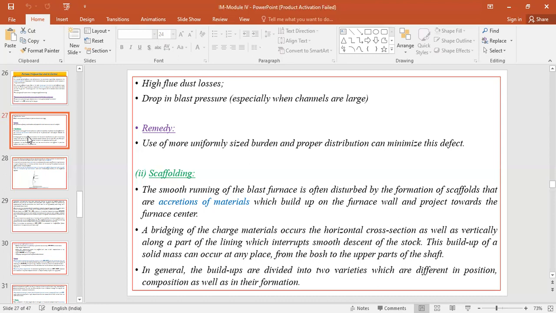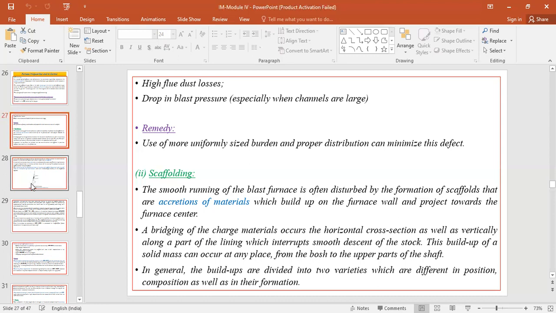Scaffoldings are nothing but solid projections which are formed inside the blast furnace in the form of build-ups. Okay. So these are the solid projections which are formed inside the blast furnace, sticking to the walls of the furnace and encroaching towards the center, from the wall towards the center.